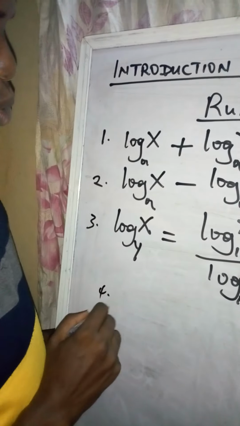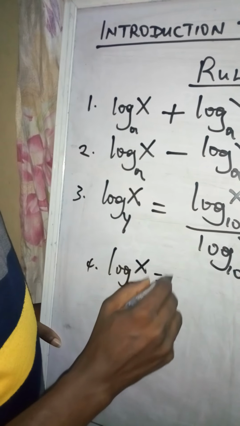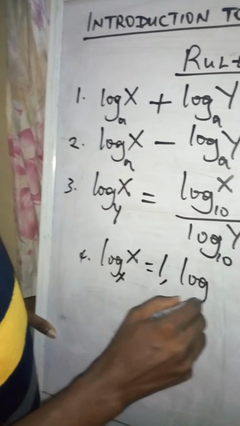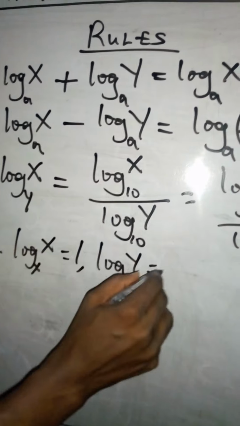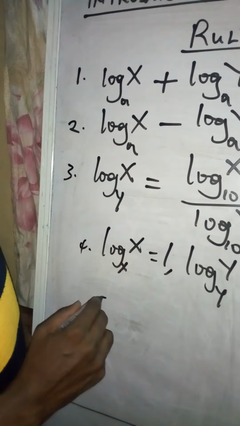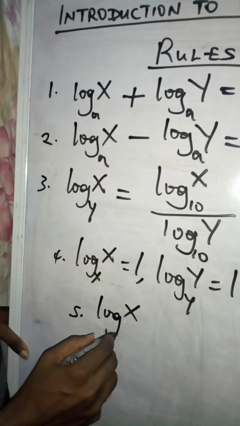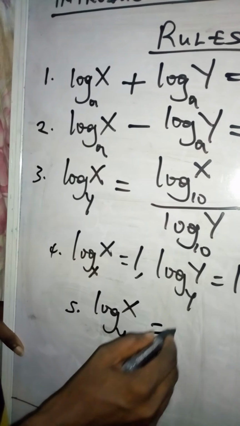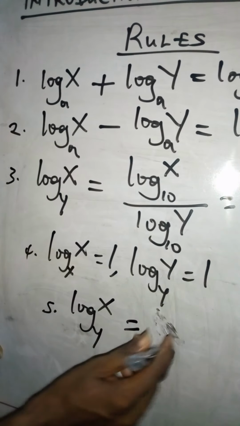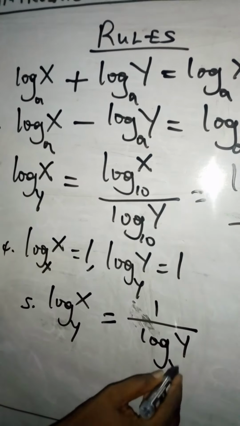We can talk about rule number 4. Log x base x is equal to 1, same as log y base y is equal to 1. And we can also look at the 5th rule here, where we say that log x base y is equal to 1 divided by log y base x.